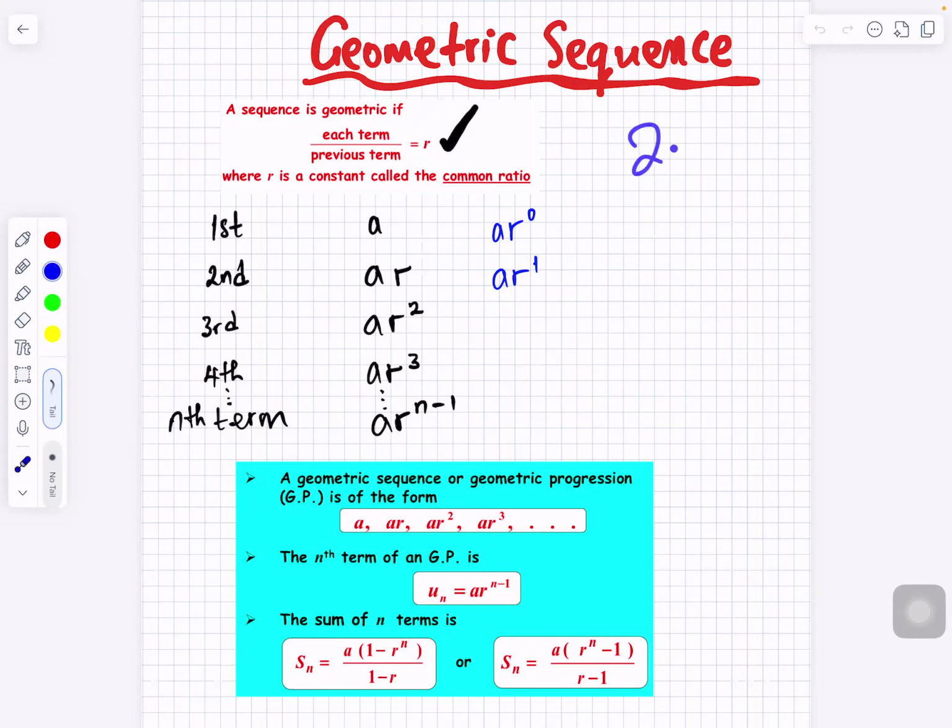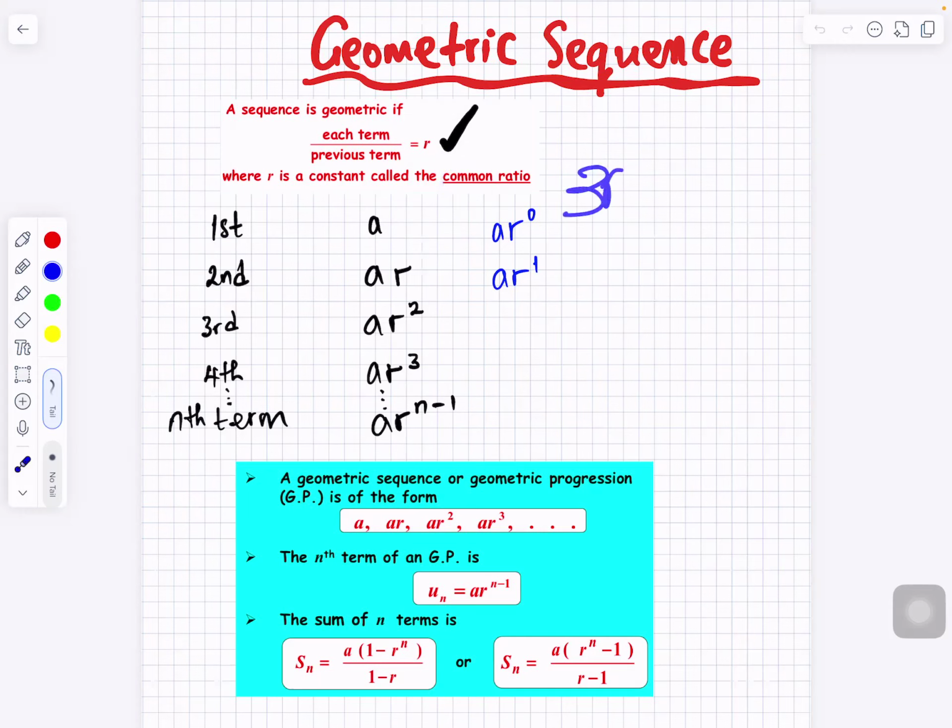So the second term divided by the first gives you the common ratio. Common ratio means it's the same, it's common. If I say something is common, everybody has it. Does everybody have a shoe in your class? So you can say black shoe is common. Everybody has it. So common here means it's the same for all of them.